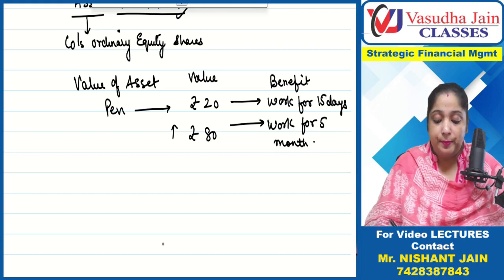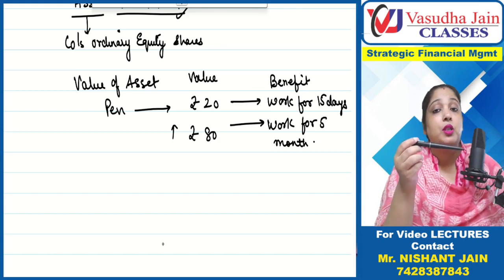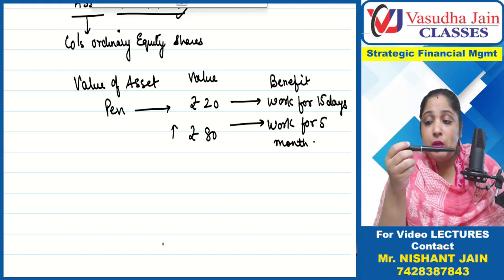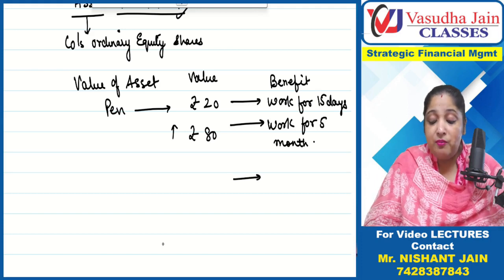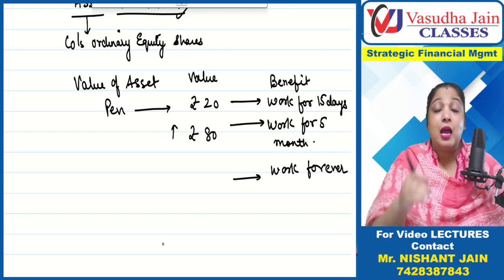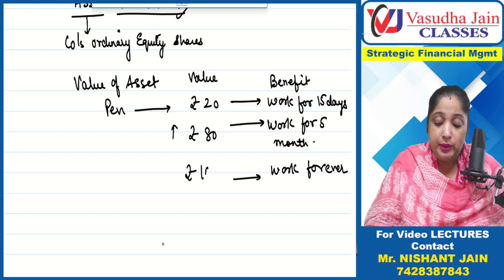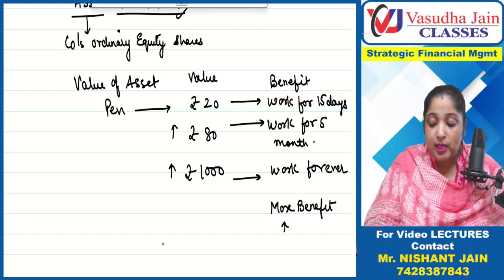And if somebody introduces a pen in the market which will work forever, which will work for perpetuity, which will keep on working and its ink will never end, if any pen will give me service forever, then I might be willing to pay 1000 also for this pen. So what I am trying to teach you here is that if you get more benefit from an asset, its value tends to increase.